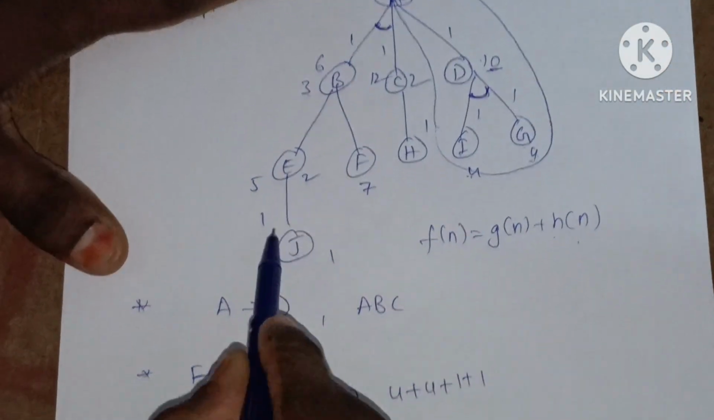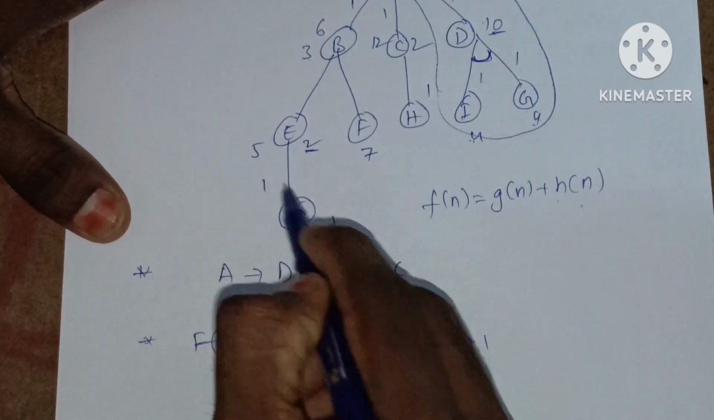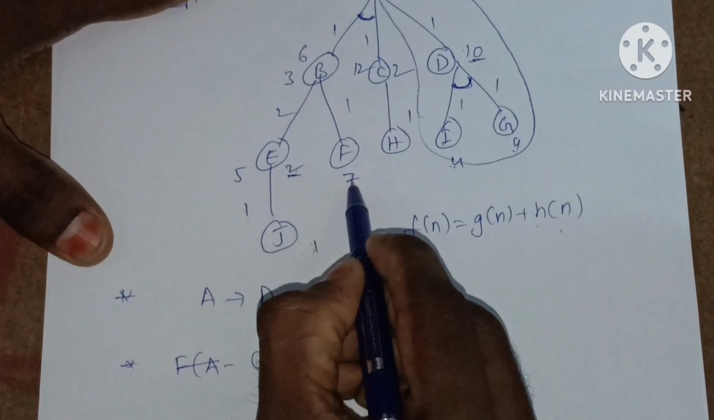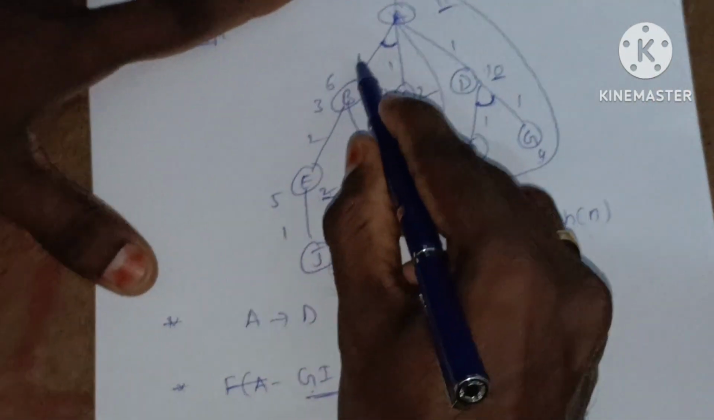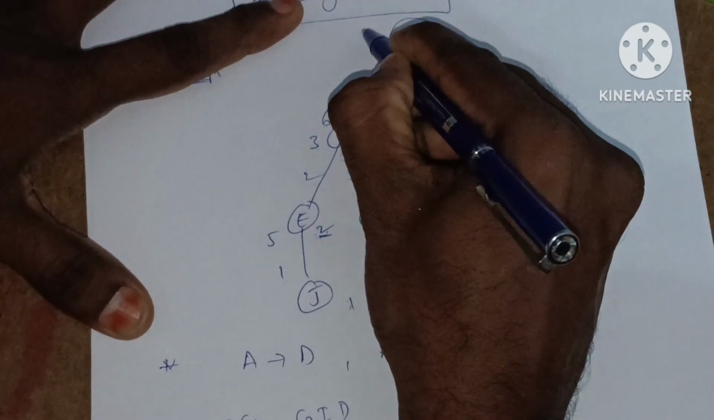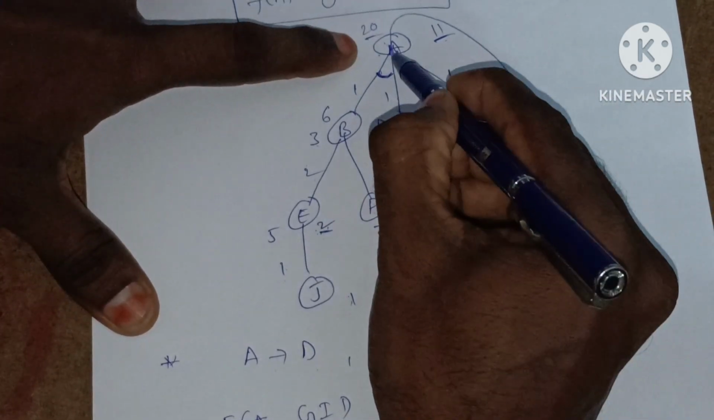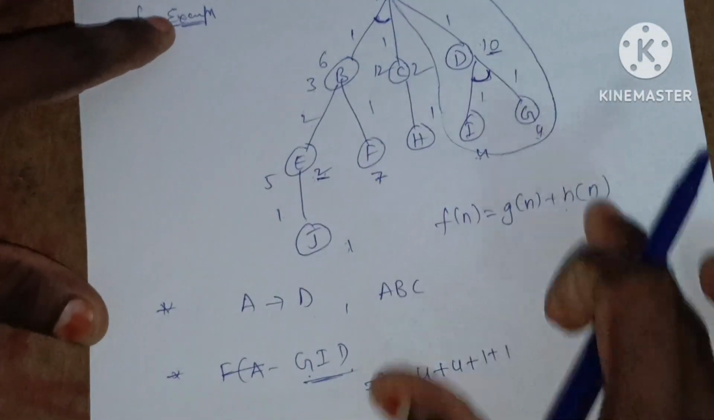Coming to the other one: 1 plus 1, 2. 1 plus 1, 2. Then 7, 7 plus 2, 9, 10, 11, 12, 12 plus 6, 18, 19, 20. Here the cost is 20. Which one is best? This one is best. Sometimes an individual path is also best.